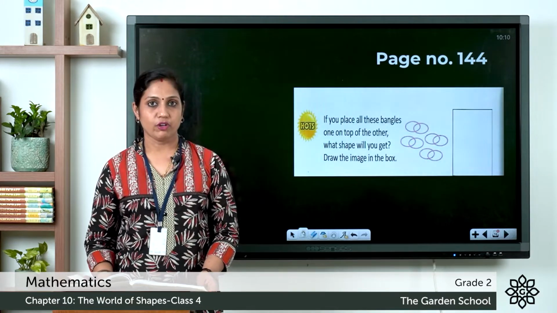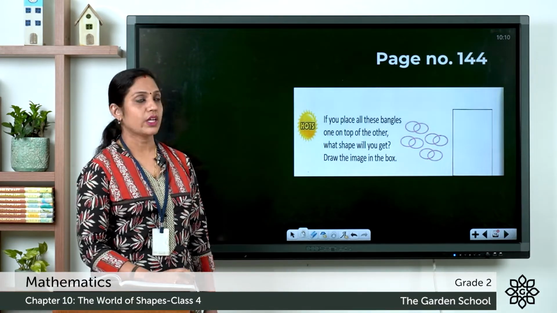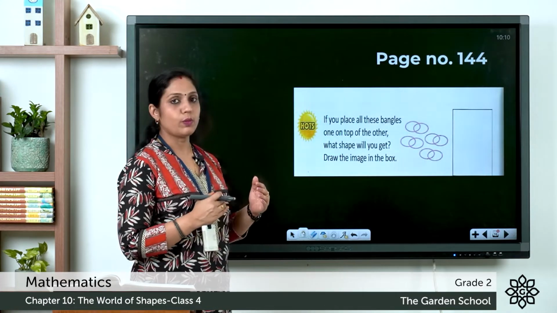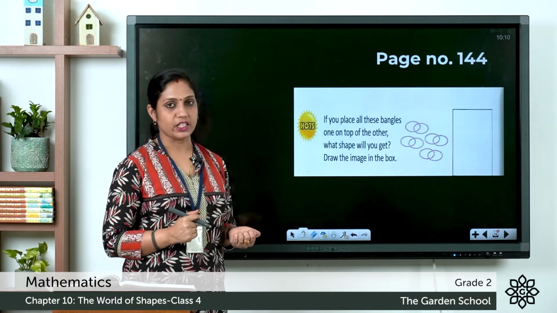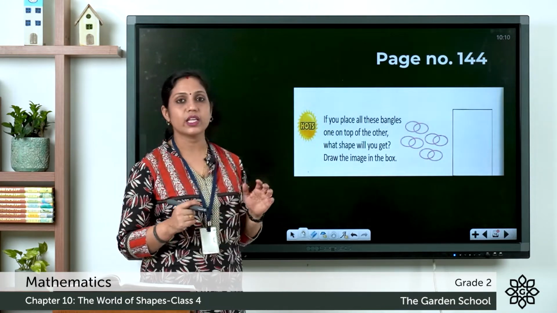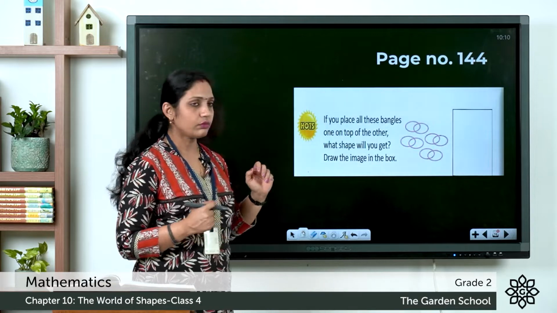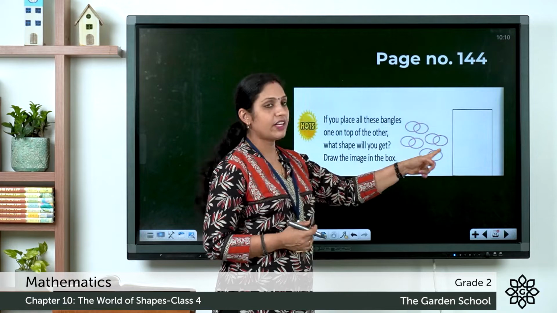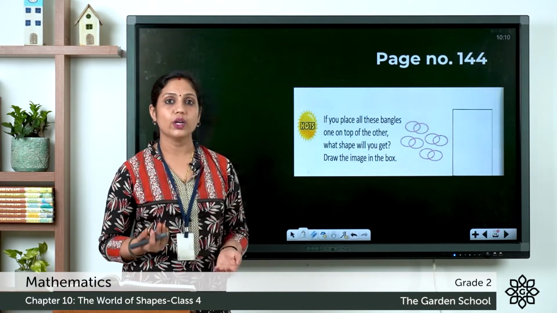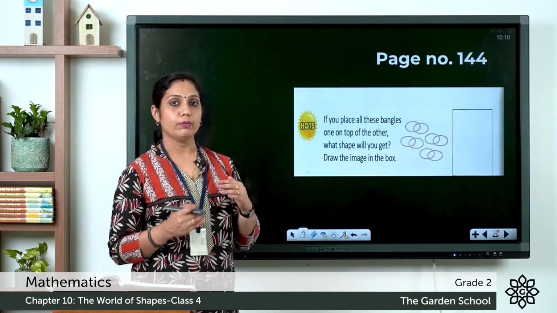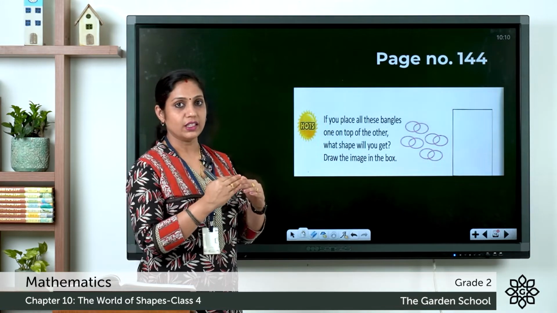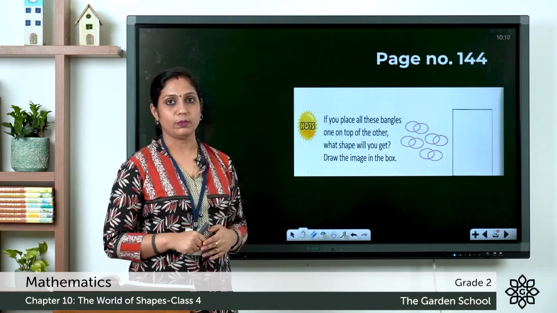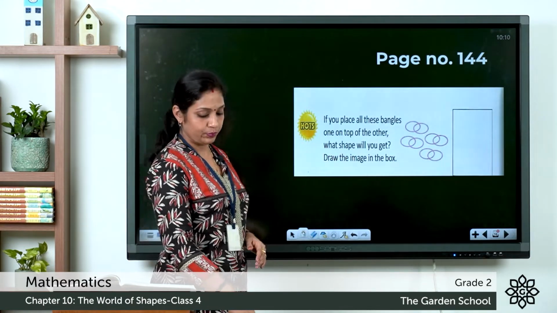Page number 144. Let's look at the question. If you place all these bangles one on top of the other, what shape will you get? Draw the image in the box. So you can see some bangles are given here. How many bangles are given? 1, 2, 3, 4, 5, 6, 7, 8. 8 bangles are given. And what you have to do? You have to arrange the bangles one on top of the other. So that picture you have to draw here and find out what shape it will be. So do this in the text itself.